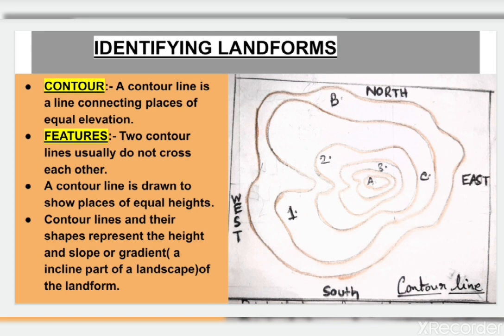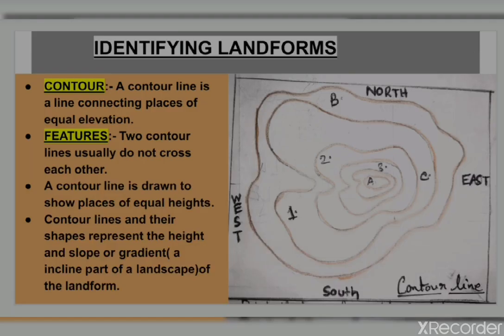As you can see in the diagram, this brown curved line is called contour line. In the topographical map you will see this type of line. It shows the height of a place and the number also mentioned with the contour line.